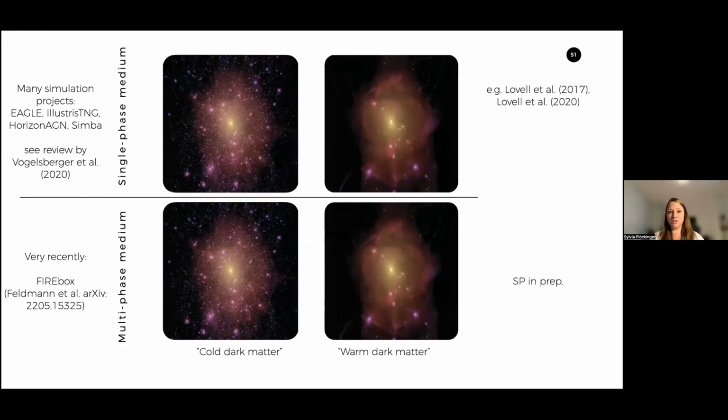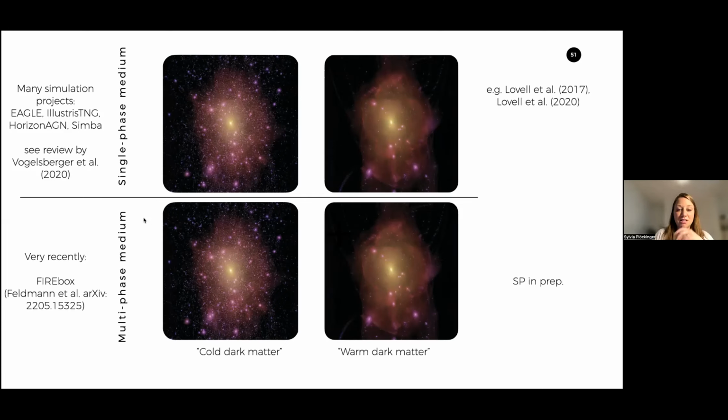So this is kind of a broad overview of what is already in the literature and what would be the new contributions. If we look at simulations with a single phase medium, so this would be the top row here, this is where the ISM is modeled by a polytropic equation of state. On the left column would be cold dark matter. So there are a lot of simulation projects with a single phase medium that use cold dark matter as the dark matter type. So for example, Eagle, but also TNG, Horizon AGN, Simba, and a lot of other projects. And then there are a few simulation projects that have full hydro and look at the warm dark matter variation of that. For example, Mark Lovell has worked a lot on that.